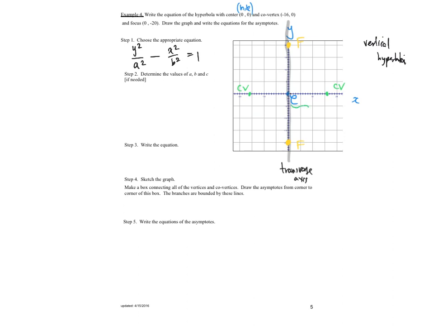B is the distance from the center to a co-vertex. So B in this case is 16. C is the distance from the center to a focus. So C is going to be 20. I can now figure out what A is using the relationship C squared equals A squared plus B squared. So substituting in, I get 400 equals 256 plus A squared. If I solve for A, I get that A is 12.